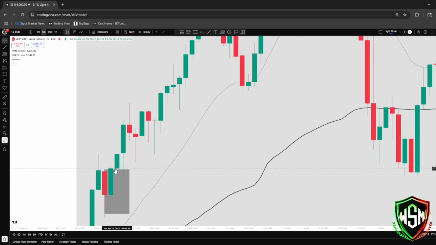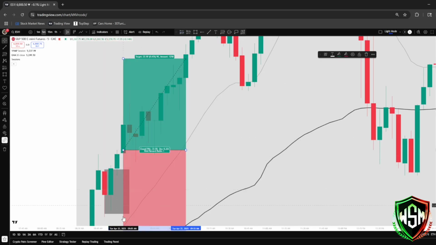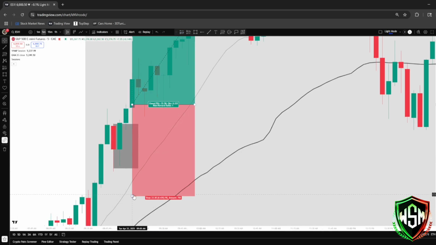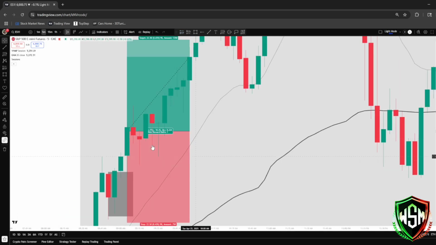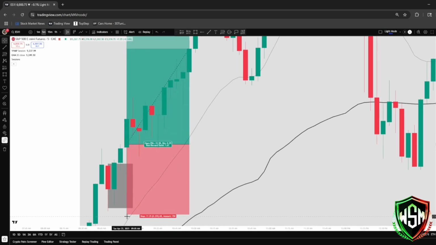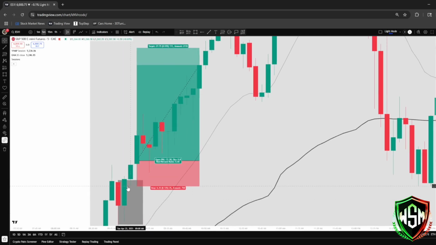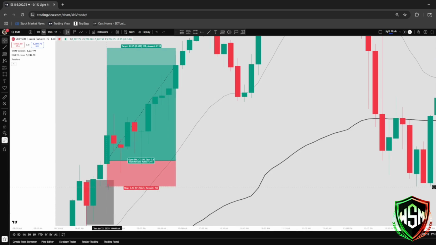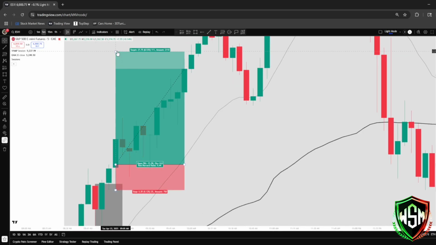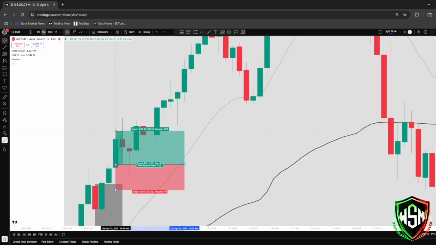So it wicked into the zone, which is right here. We would have got in here and written this out for a one. Sorry, y'all. Boom. We would have got in here, on the break of this candle, and we'd have written this out to a 1-to-1. We would have had our stop loss set at the bottom right here. And as you can see, price almost came back down and touched, but it didn't. And then we would have written this thing out for a 1-to-1 trade right here.